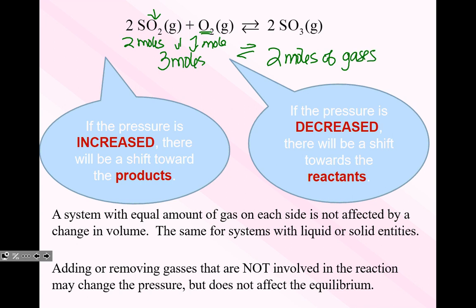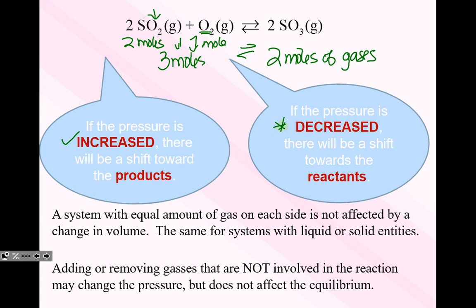Okay, so if the pressure is increased, there will be a shift towards the products because the products have a lesser amount of moles. If the pressure is decreased, there will be a shift towards the reactants because there are a higher number of moles of the reactants. So this is what you do. You have to actually count the total number of moles.